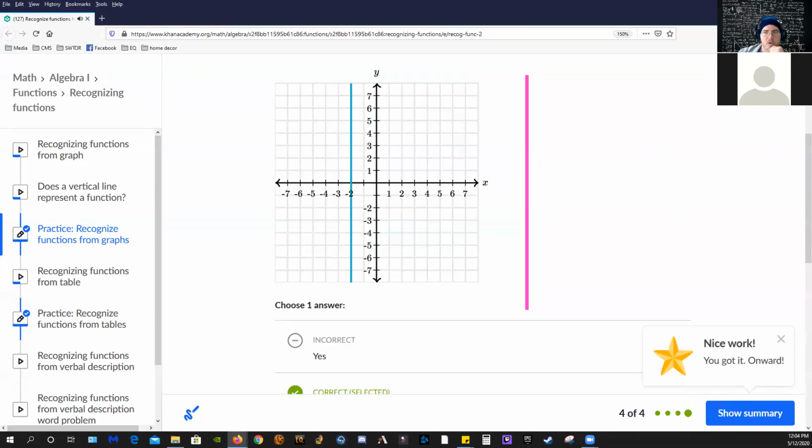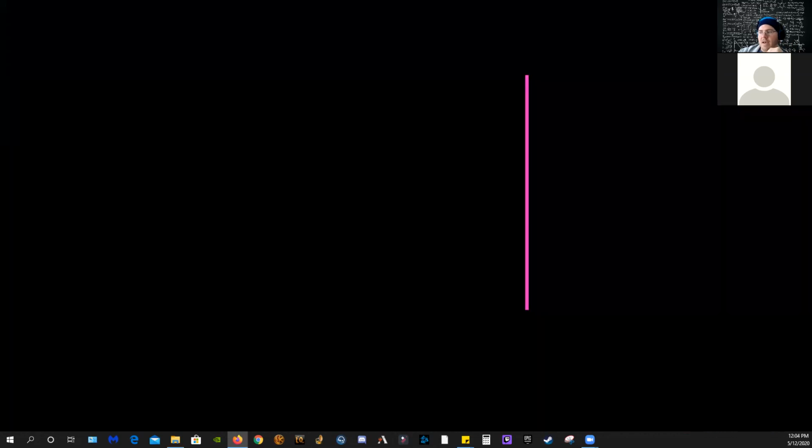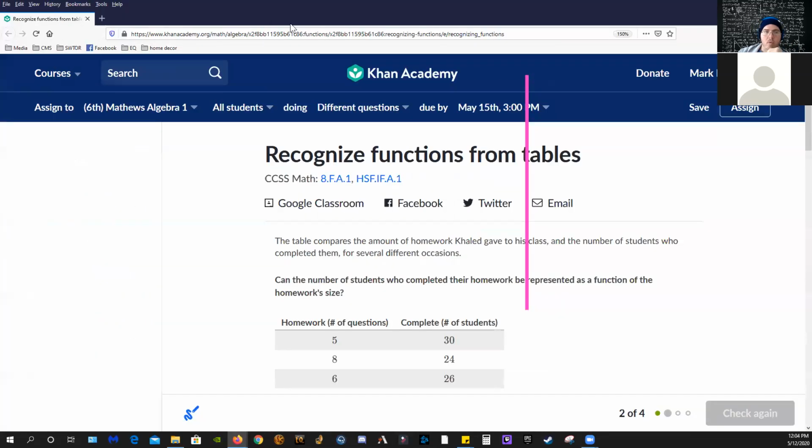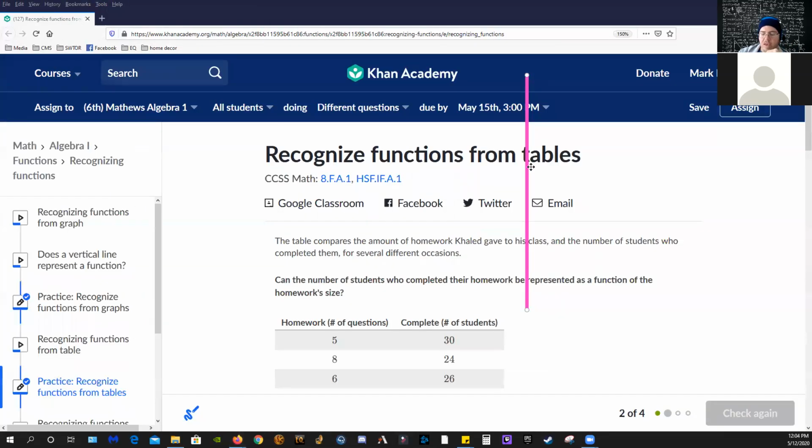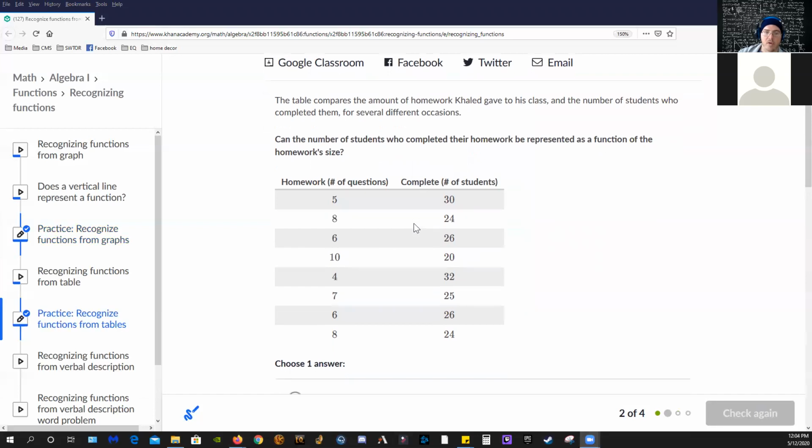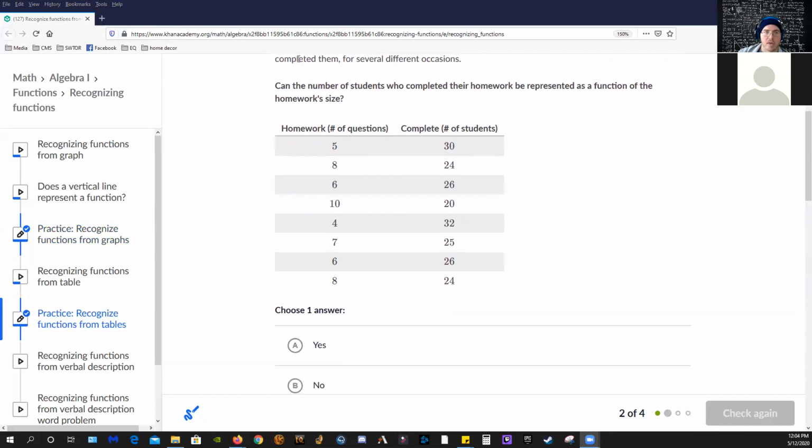Not possible. Okay, now we're moving on to our last one. So this is just like that, except it's not in graph form. So we're just going to look at a table real quick and see, are they trying to use an x value more than once? That's all we care about. So I'm going to type that out.